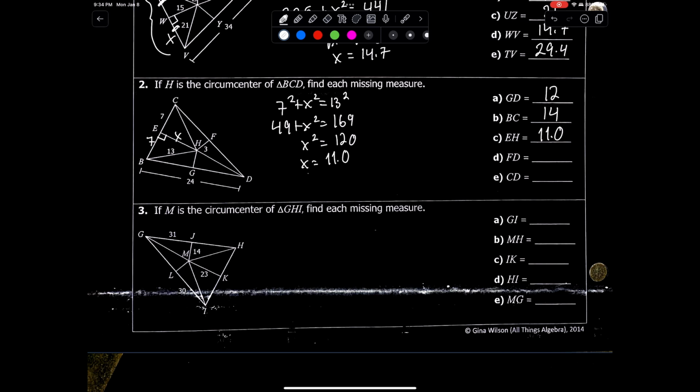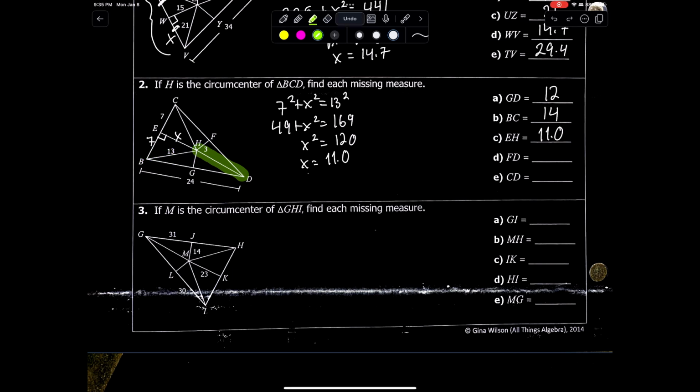FD is next. FD, are we going to have to do the same thing again? Let me take a look at this. We're going to have to actually get really tricky. We don't know this length, and we don't know this length right here, HD. We don't know either of those. What we do know is this length, HD, is the distance from the circumcenter to the vertex. And we actually have another distance from the circumcenter to the vertex, B to H.